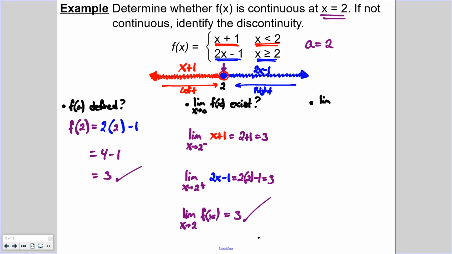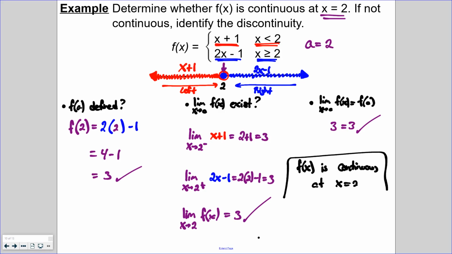Alright, so again, the third condition is: is the limit equal to the function, or is the intended height equal to the actual height? Let's see, from condition 2 we can see that the limit is going to be 3. And from condition 1 we can see the function value is going to be 3. And 3 does in fact equal 3, so therefore the third condition is satisfied, which means that our function f of x is continuous at x equals 2. And there you go. We have just used the three conditions of continuity to prove that this piecewise function is continuous at x equals 2 algebraically.